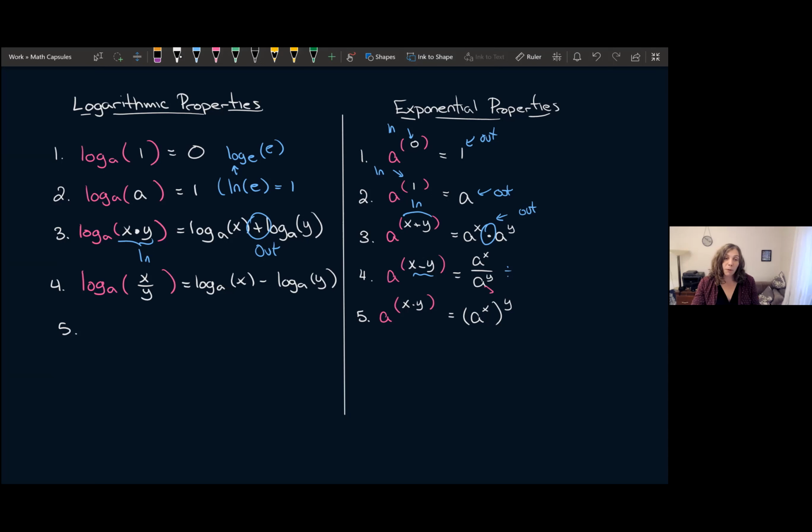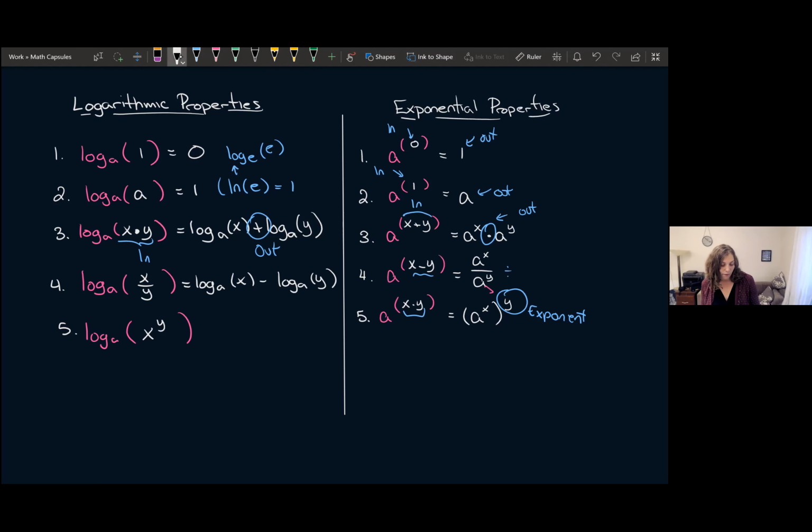Last one, in property 5 for exponents, we have a to the power of a product. So on the inside, we have x times y. And that y comes outside the exponentiation as its own extra exponent. So on the outside, we get an exponentiation. This will be flipped for the logarithmic property. Instead of the extra exponent being on the outside, it's on the inside. That shows up like this.